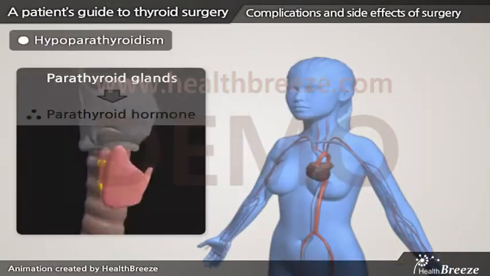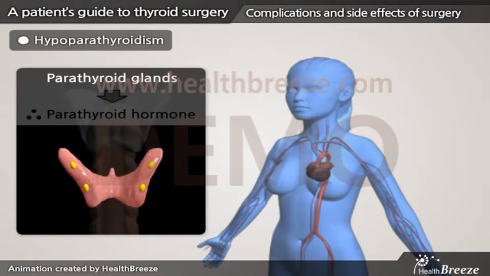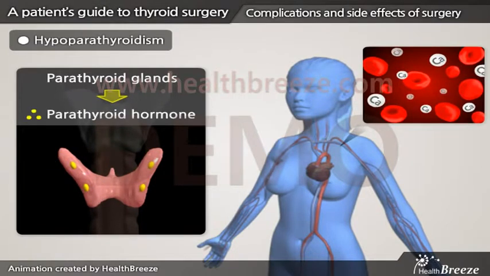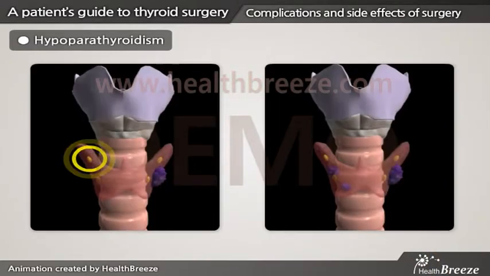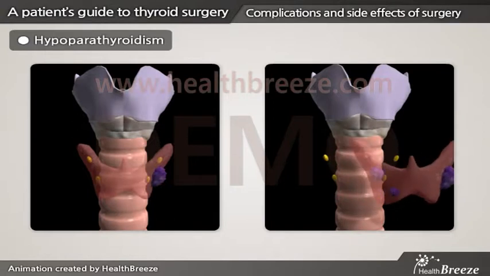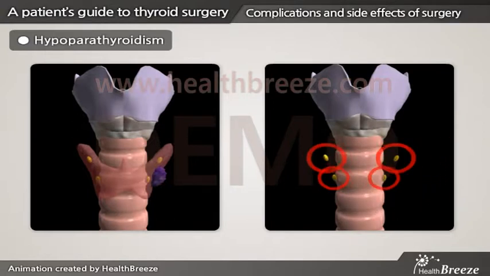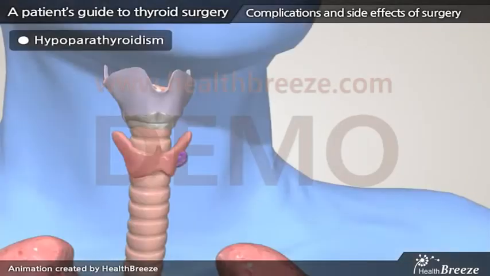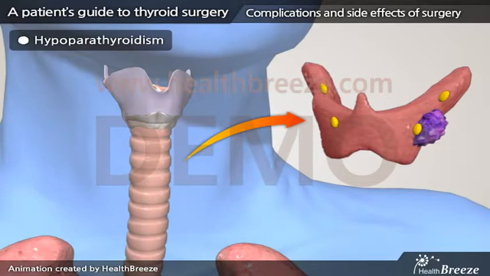Hypoparathyroidism. There are 4 parathyroid glands located on the undersurface of the thyroid gland which regulate calcium level in your blood. Only one parathyroid gland is required to maintain normal calcium homeostasis. However, thyroid surgery may compromise the blood supply to all parathyroid glands and may result in hypoparathyroidism. Furthermore, parathyroid glands are sometimes inadvertently removed or dissected off along with the specimen, especially when the parathyroid gland is embedded within the thyroid gland.